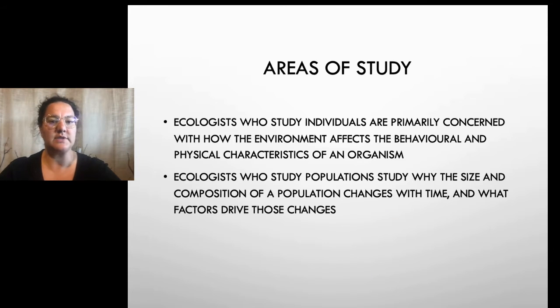Ecologists who study individuals are primarily concerned with how the environment affects the behavior and physical characteristics of an organism. So, we're looking at how that environment affects maybe one organism, if there's a fire, if there's a drought, or if there's a plague. Ecologists who study populations study why the size and composition of a population changes with time. So we might look at the herd of caribou within Banff National Park or Jasper National Park and what factors are going to drive those changes, whether it's predation, whether it's human interactions, or whether it's the weather.